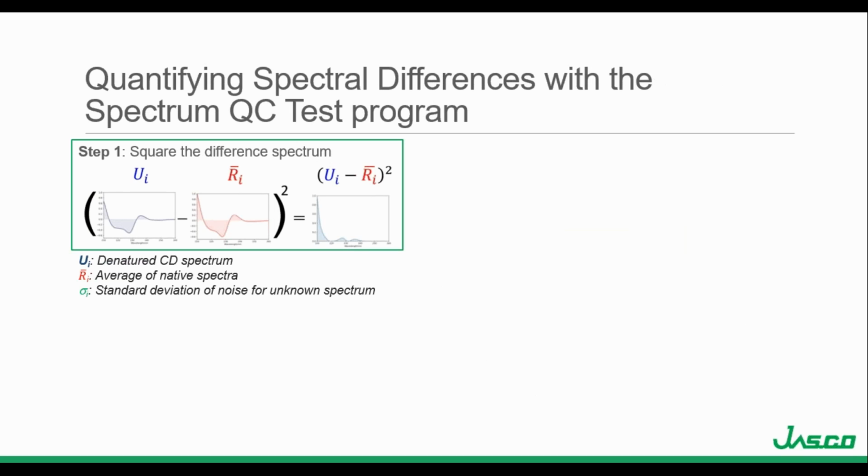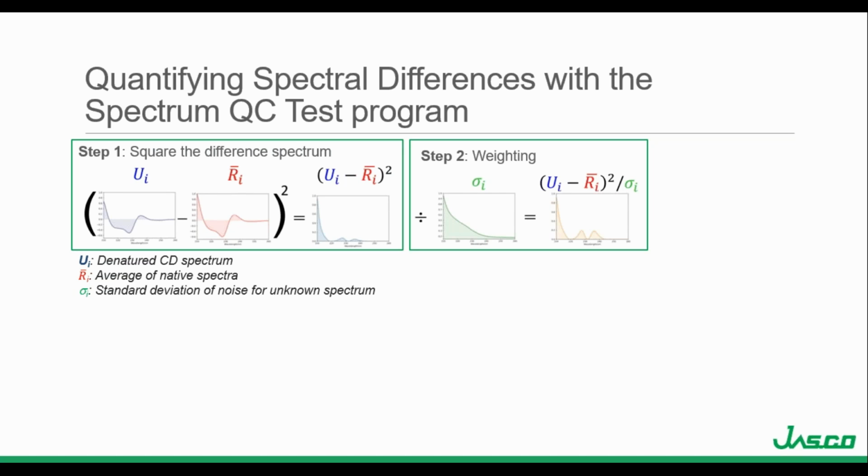The Spectrum QC test program first creates a reference set of the native or fully folded molecule CD spectra in order to define boundaries and spectral variation. The difference in the unknown and reference set spectra are then squared and divided by the standard deviation of the noise of the unknown spectrum.